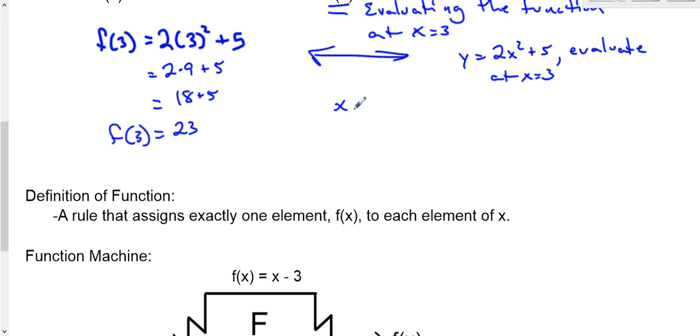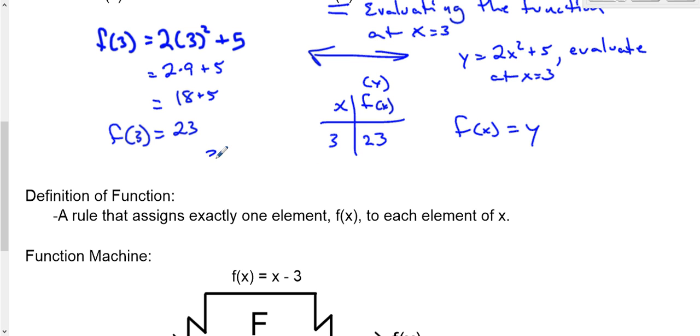If you are setting up a table, f of x is the same thing as y. So if you're setting up a table of values and you need to plug in values for x, we would put 3 and our f of x, or our y value, would be 23. And knowing that, this would give us an ordered pair that is a solution to the function.